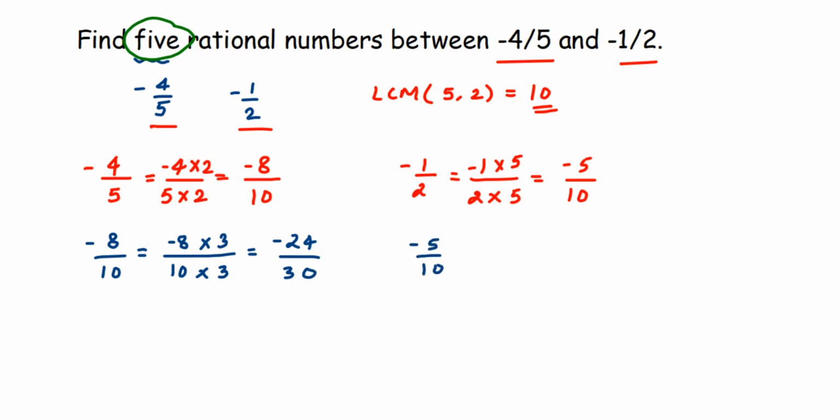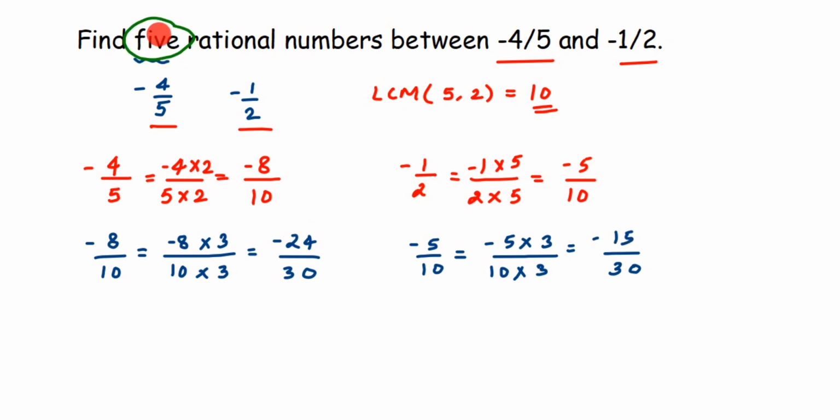Now remember, we want the same denominator, which means here also we have to multiply the denominator and the numerator by the same number. So we get minus 15 by 30, right? Now here we got 30. If you multiply with some other number here, the denominator will change. So we have to make sure the denominators are the same. Now between minus 24 and minus 15, we can find 5 rational numbers.